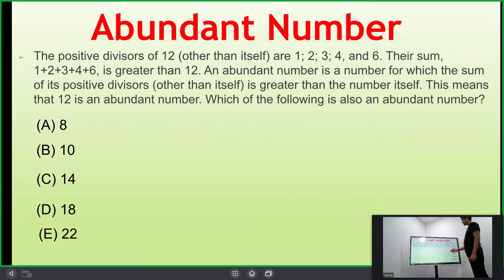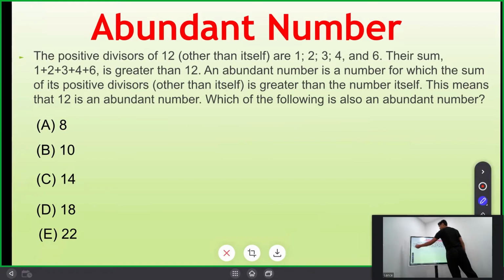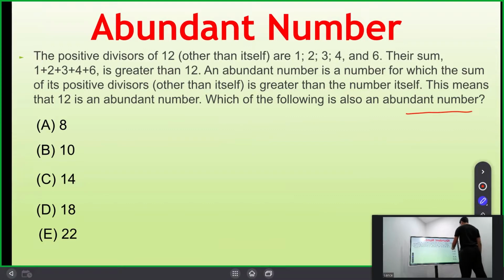Before we start solving this problem, let's first understand what this problem is trying to ask us. The question is asking which of the following is also an abundant number. So we need to look at all of these and figure out which one is an abundant number. All of these 3 lines of writing here explain what an abundant number is. An abundant number is a number for which the sum of its positive divisors other than itself is greater than the number itself.